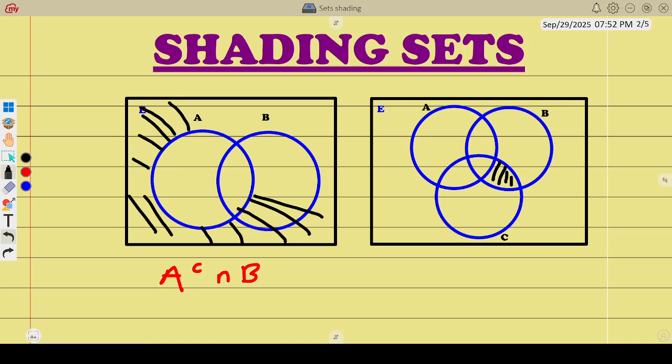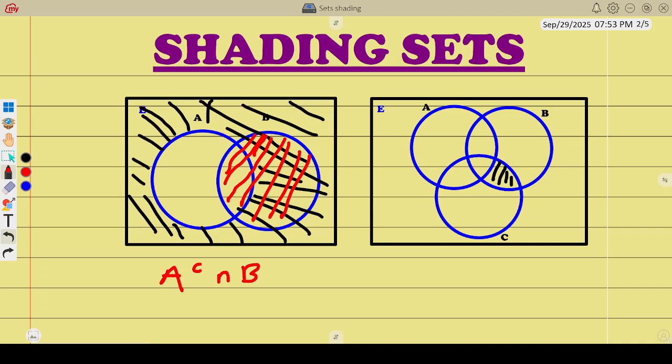So all this is A complement, everything outside of A we have shaded. And then B is not a complement, meaning we shade inside of B. So for the intersection, it simply means what are the common things. Which area has two colors? You can see it is in here.